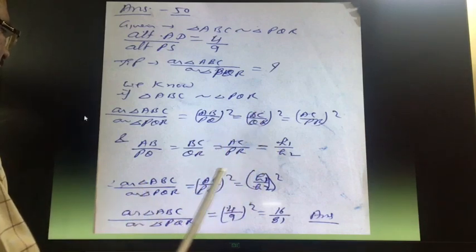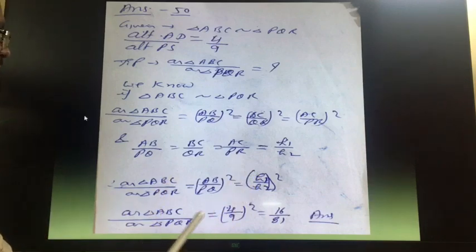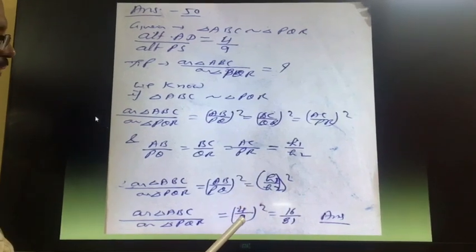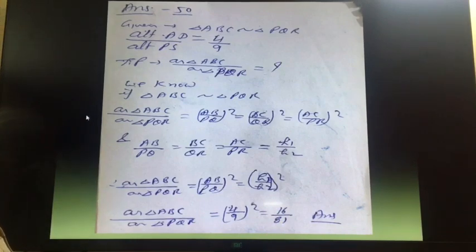By applying this formula, we get area ABC upon area PQR is equal to H1 upon H2 whole square, and the value of H1 upon H2 is given as 4/9 whole square, so it will be 16 upon 81. So the ratio is 16 upon 81.